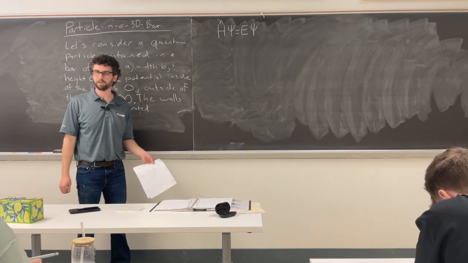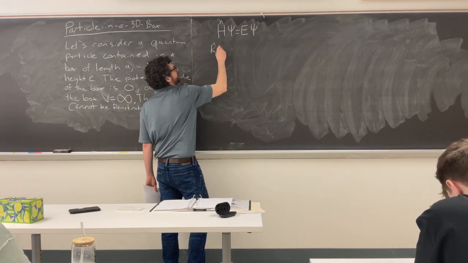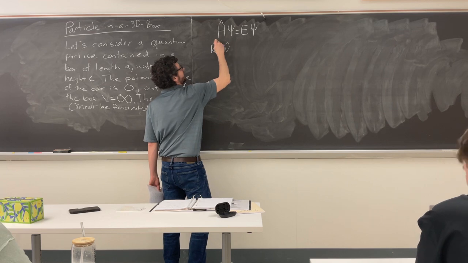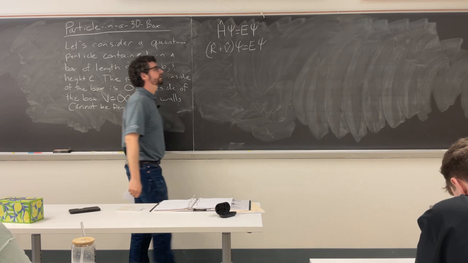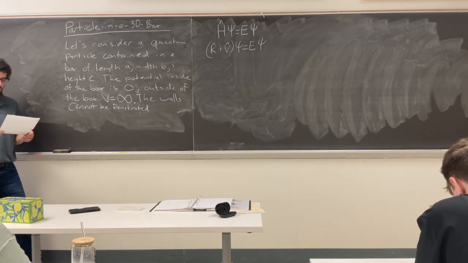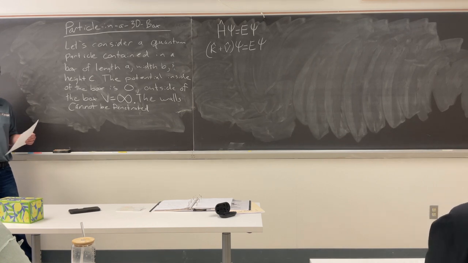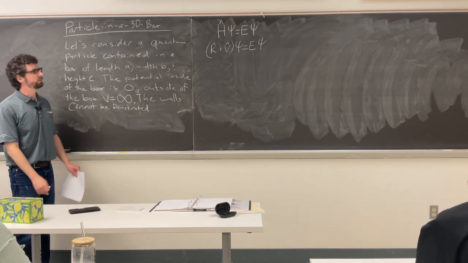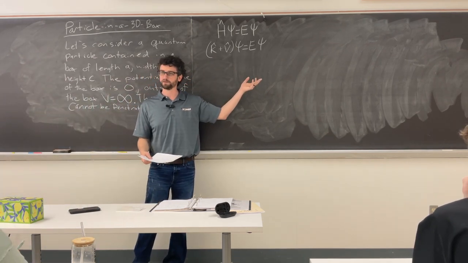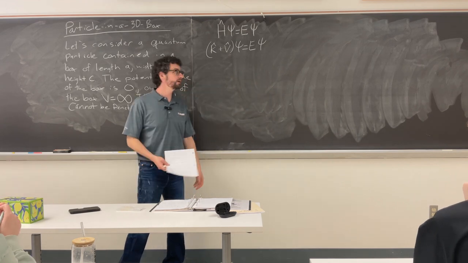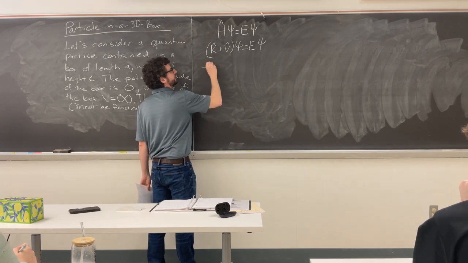What's H hat made up of? Yep. We got kinetic energy, and then we got potential energy operator. What do we know about the potential energy operator? Yep, it's 0 inside of the box. Outside of the box, what does the wave function have to be equal to? It has to be equal to 0 because it gets too big. Okay, so this will be 0 plus the kinetic energy operator.